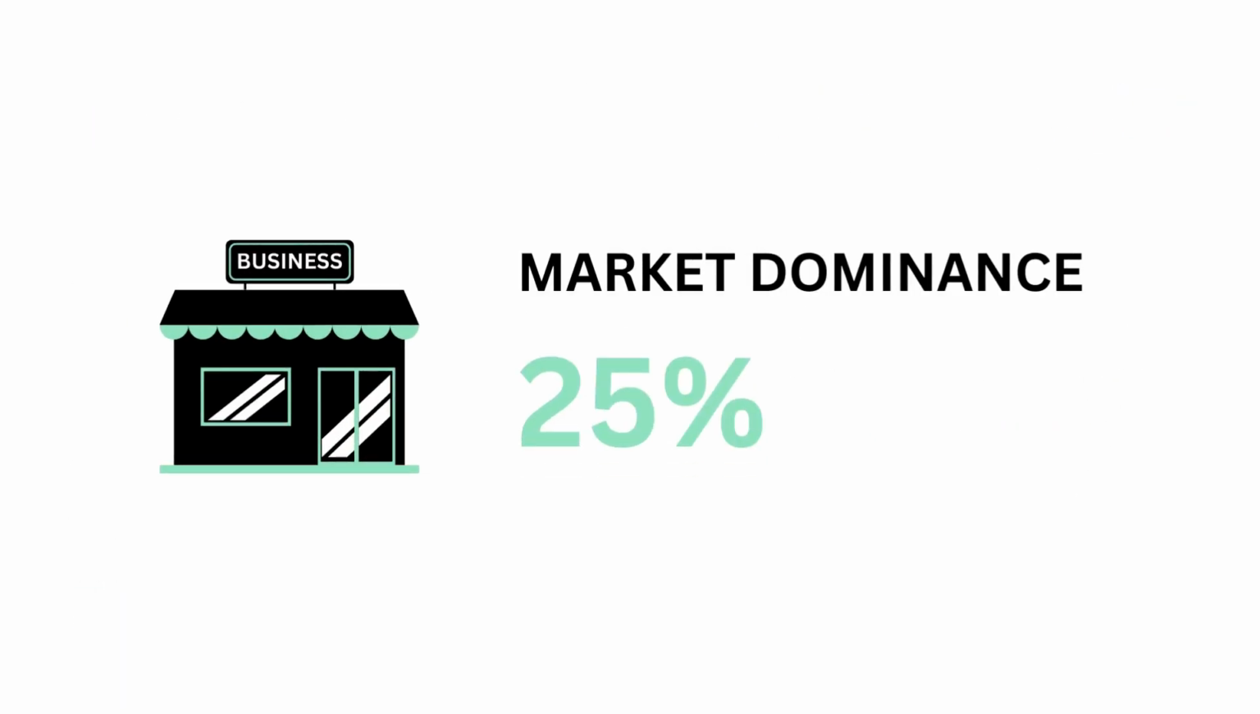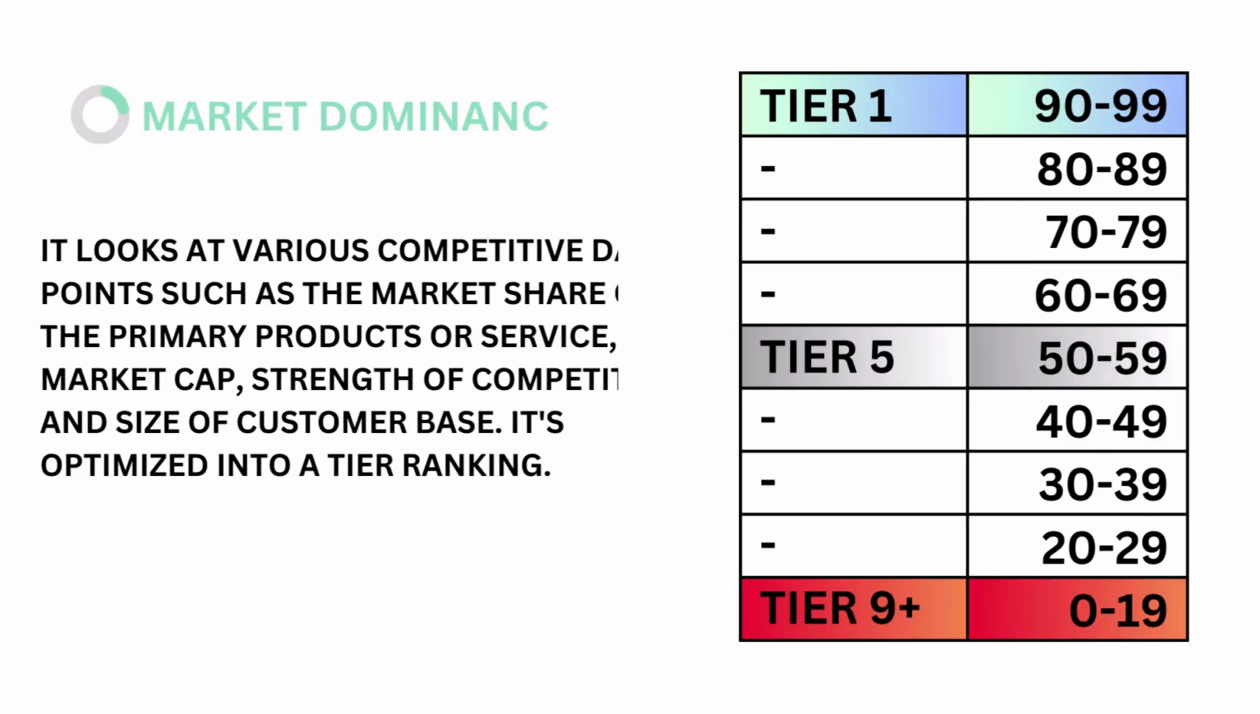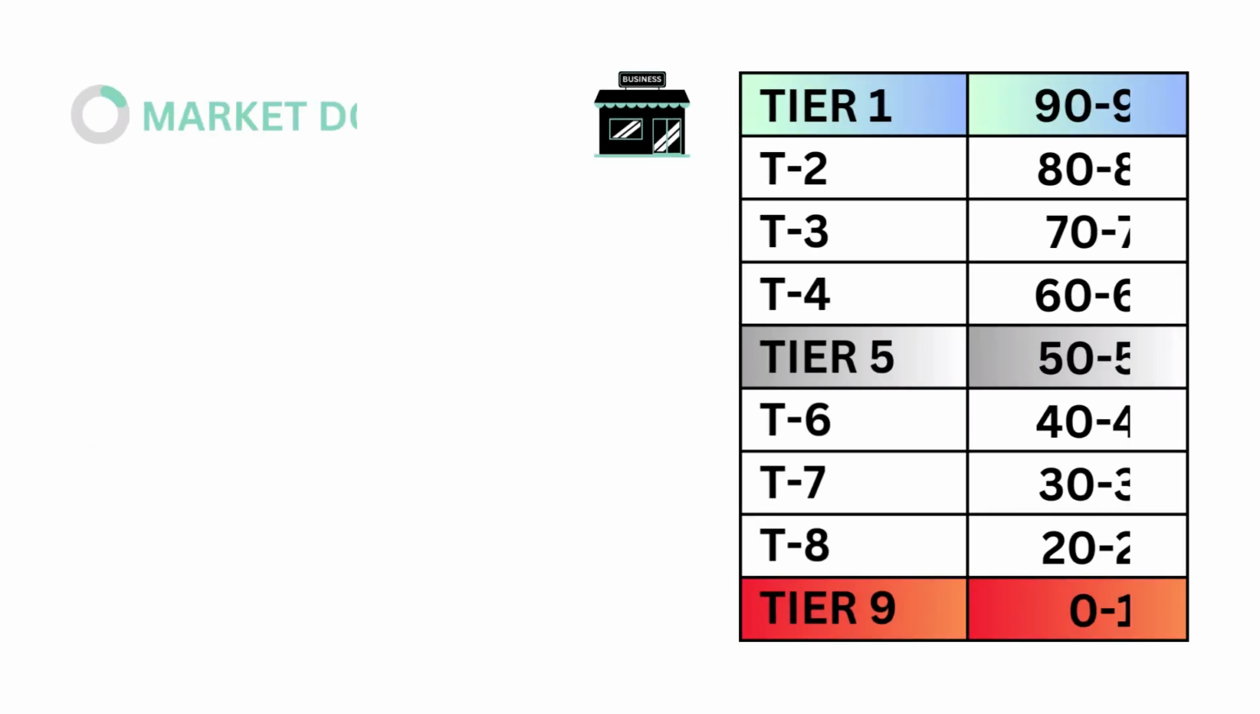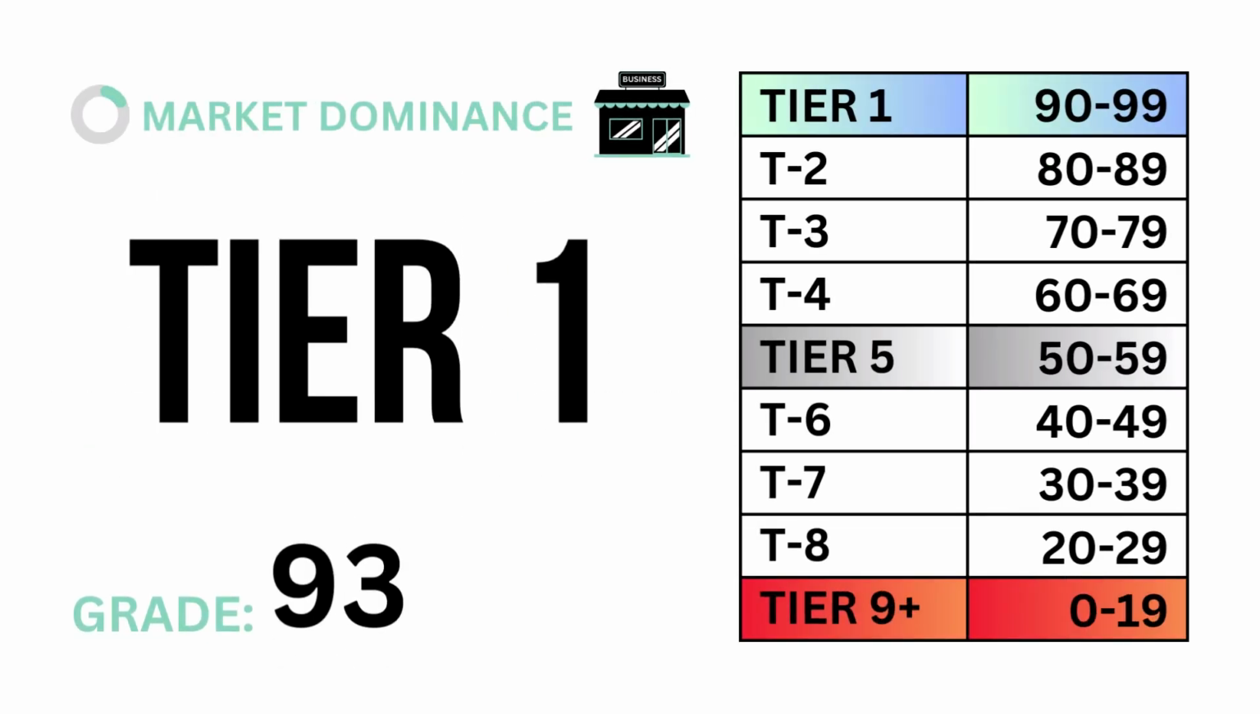Lastly, in the business factor is market dominance, which accounts for 25%. Market dominance looks at various competitive data points such as market share, primary product or services, market cap, strength of competitors, and size of customer base. It's optimized into a tier ranking. The models tell us that a market dominance tier 5 is considered average. Here's our tier number and market dominance grade.